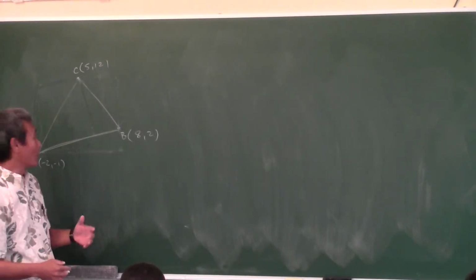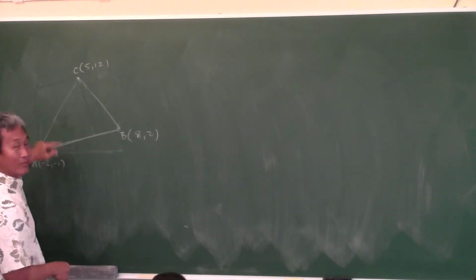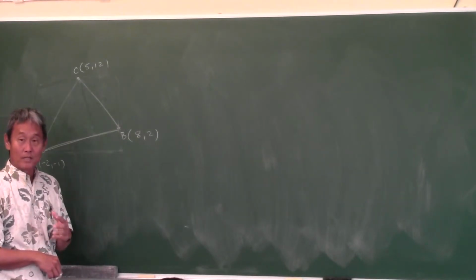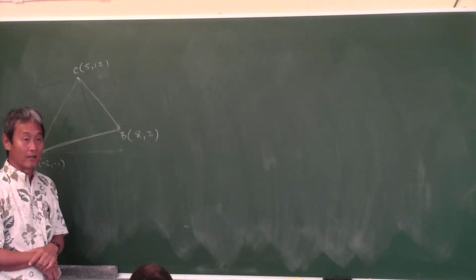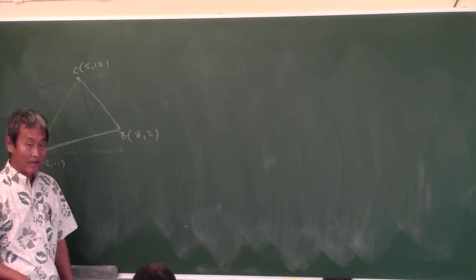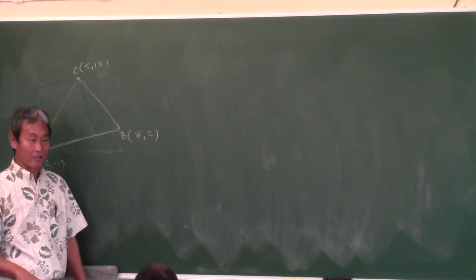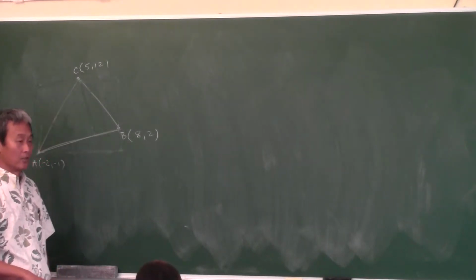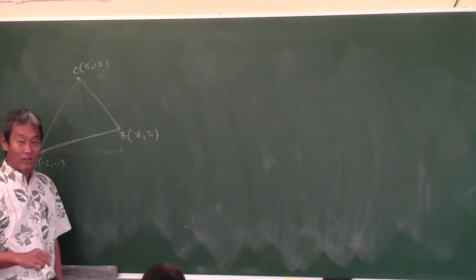So using the distance formula, I can find the length of the 3 sides, right? So if you know the 3 sides of a triangle, how do you find the area? Heron's Formula. Wait till I call on you. I tell you right now, if you raise your hand, I don't call on you. You know why? This is not 4th grade.